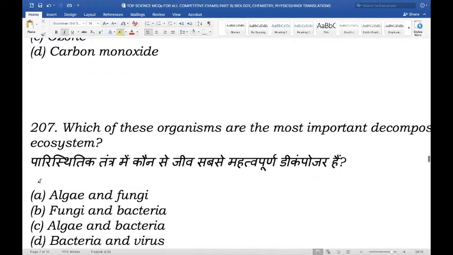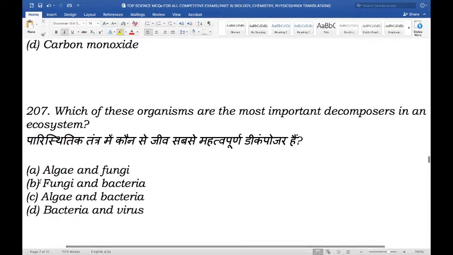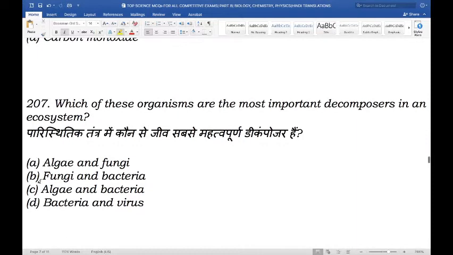Next question. Which of these organisms are the most important decomposers in an ecosystem? Is it A, algae and fungi, B, fungi and bacteria, C, algae and bacteria, or D, bacteria and virus? So which pair is the most important decomposers in our ecosystem? And the right answer here is B, fungi and bacteria. Fungi and bacteria carry out processes of decomposition, which all living organisms undergo after death.